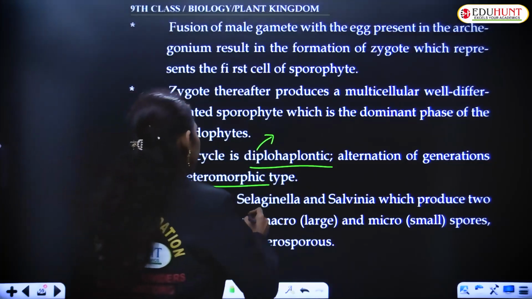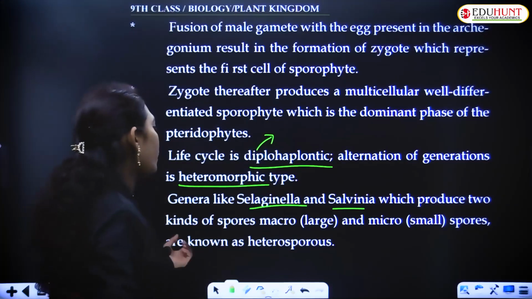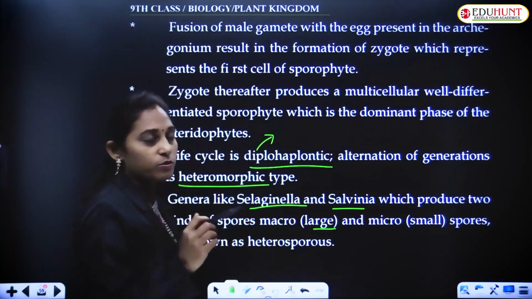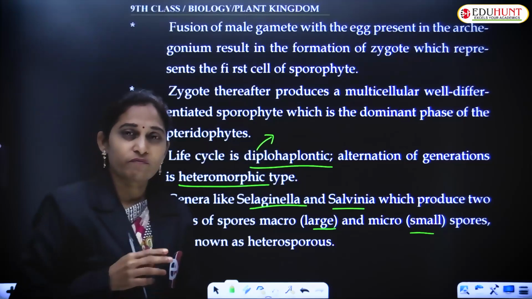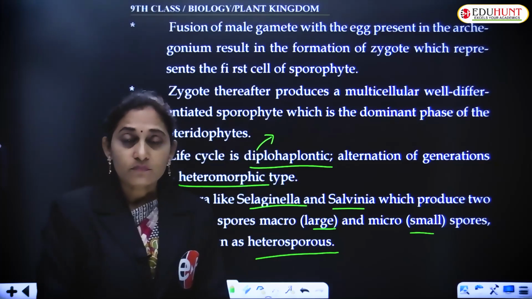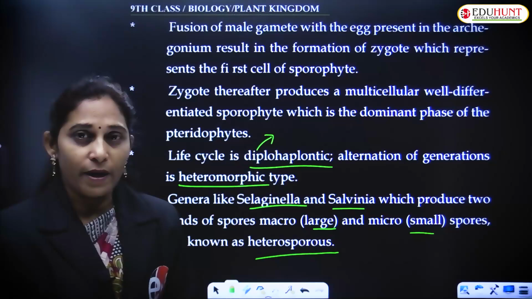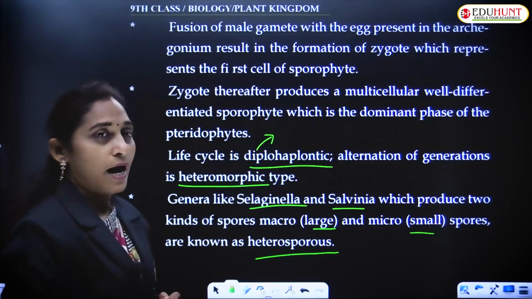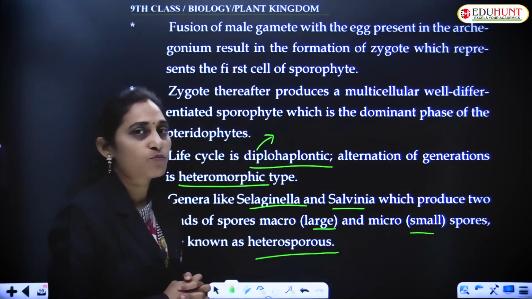And genera like Selaginella and Salvinia produce two kinds of spores. The larger spores are called macrospores, and the small spores are called microspores. This kind of production of two different spores is known as heterosporous. If the sporangia produce two types of spores, small spores called microspores and larger ones called macrospores or megaspores, this is known as the heterosporous condition.